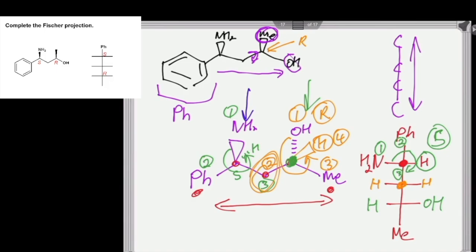Again, we can check the configuration of that center. 1 on oxygen. The carbon chain here is 2. Methyl is number 3. Hydrogen is 4. So counting down, from 1, 2, skipping over to number 3, this appears to have a configuration that is S, but since the lowest priority group is towards you, this is an R center at that position. Okay.